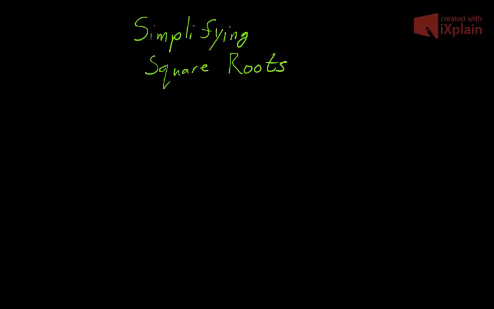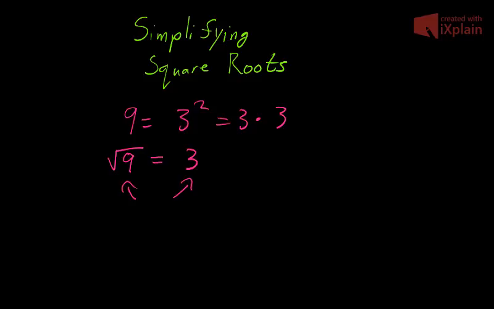So you'll know what a square root is. If I have a number like 9, I could write it as 3 squared or 3 times 3. So what I can say then is the square root of 9 equals 3, and what that means is that 3 times itself would be 9. So that is what a square root is, and today we're going to be looking at how to simplify them.